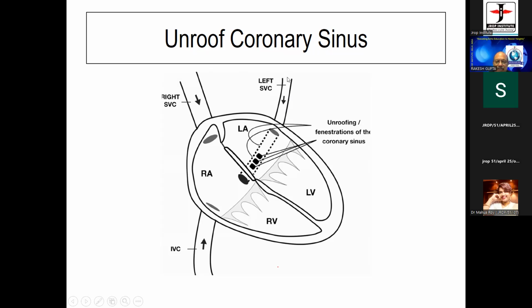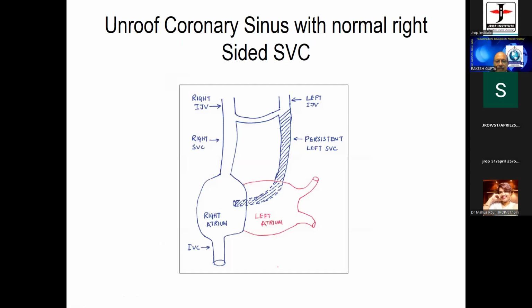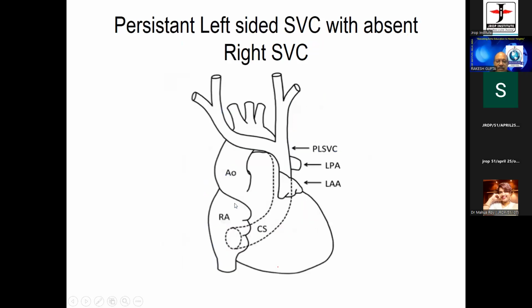So what will happen? You give a contrast on the left-hand side. It will opacify first the left atrium and then the right atrium. You give a contrast on the right-hand side. It will opacify the right atrium and right ventricle first. And that's how this pictorial diagram shows a persistent SVC giving rise to unroofed coronary sinus.